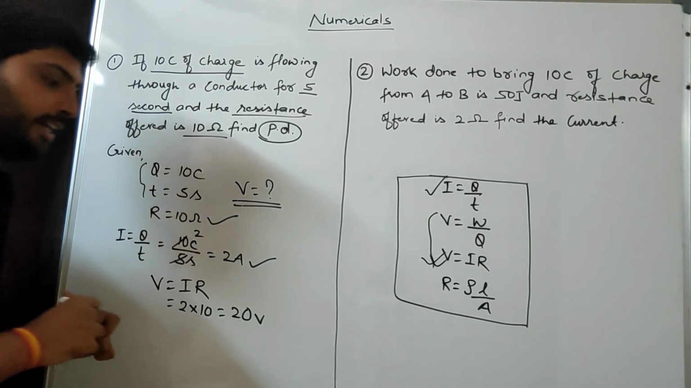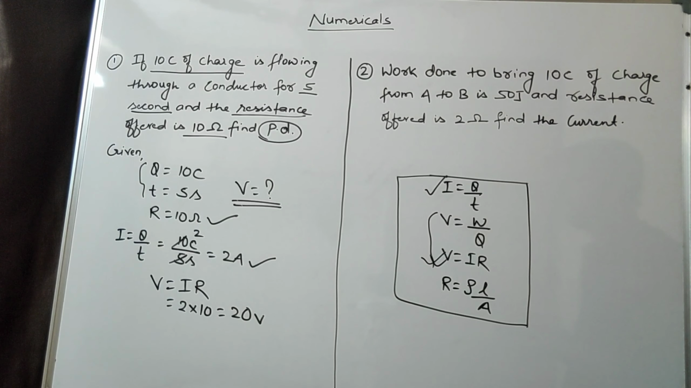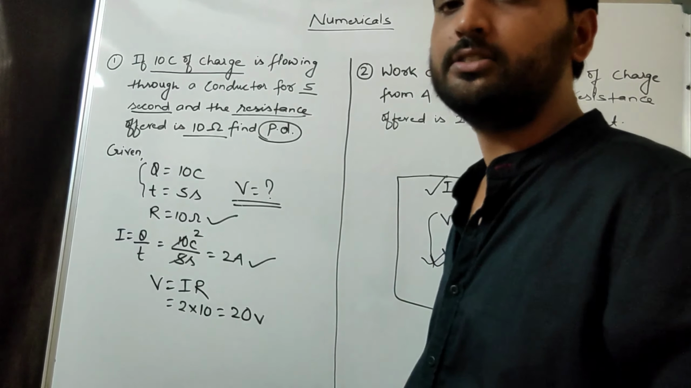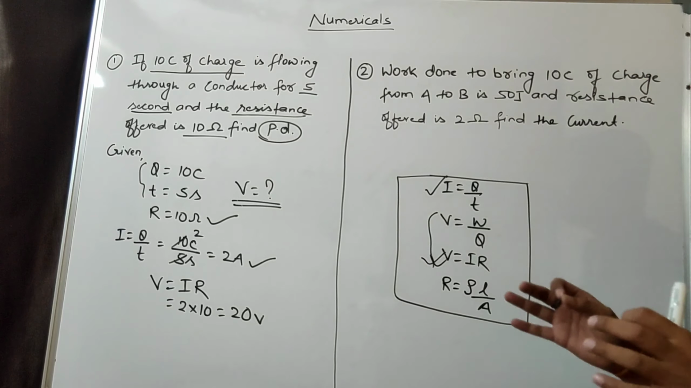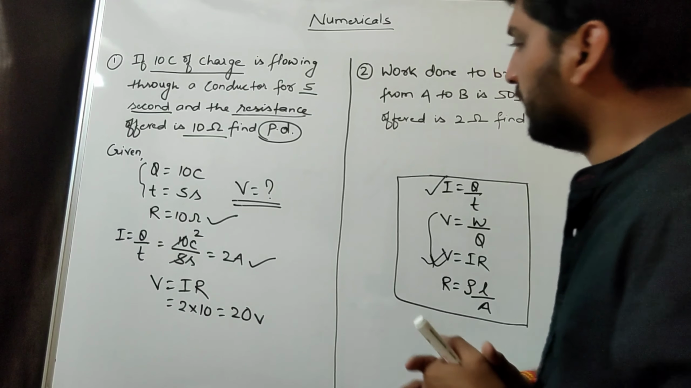So we have found the potential difference. What is the potential difference? 20 volt. This is the basic numerical, and it is very easy also.